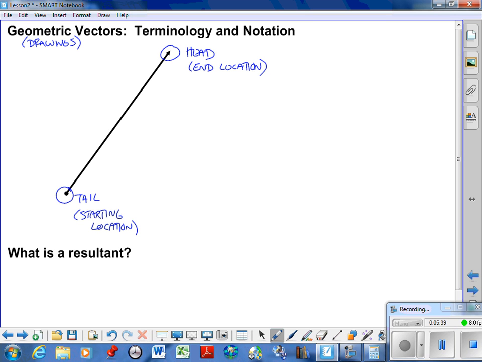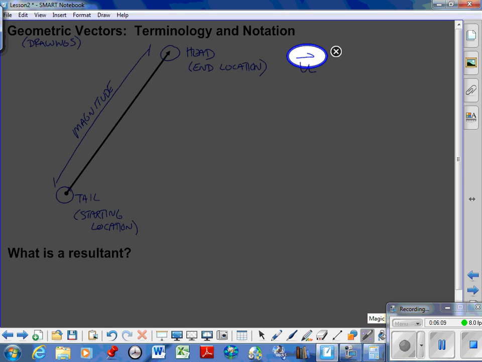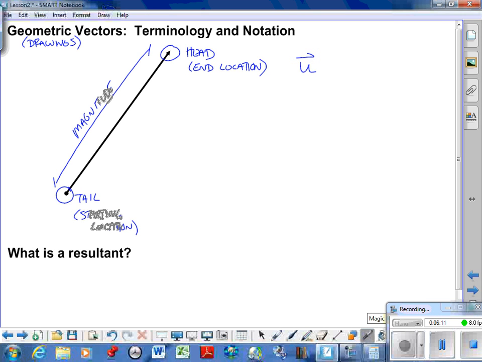And the length of the vector is what we call the magnitude. So there's the magnitude of the vector. So there is our terminology. Now we can call this vector a couple different things. So off to the side is the notation. Vectors have what we call a harpoon on top. So if I wanted to call this vector vector u, the harpoon on top tells me that it's a vector. Okay, if it's not there, I assume it to be a variable.